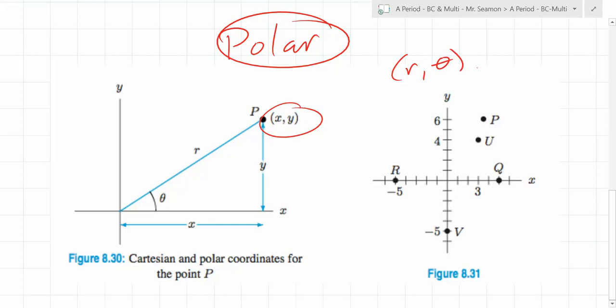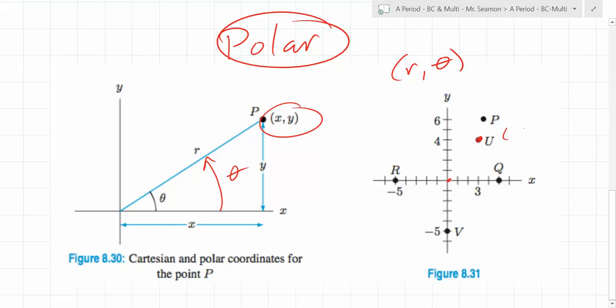You're going to have the distance the point is from the origin, and then theta, which is this degree angle right there. The angle measure from the positive x-axis to the line segment you would get if you connected the origin to the point. So for example, let's do this, check this point U out right there.